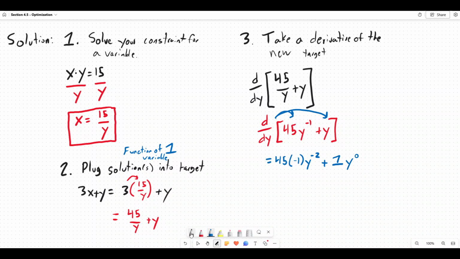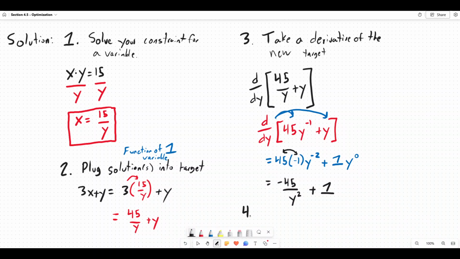Simplifying that down, negative 1 times 45 is going to be negative 45 over y squared. I'm going to go back to the non-negative. Plus y to the 0 times 1 is just 1. So we take a derivative of the new target function and we get this, which is our new target function.